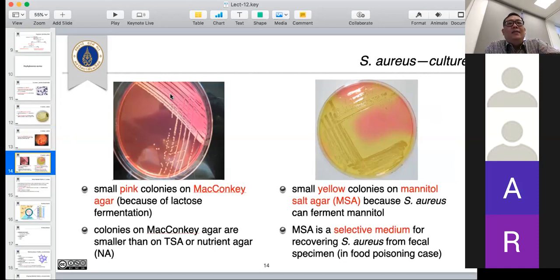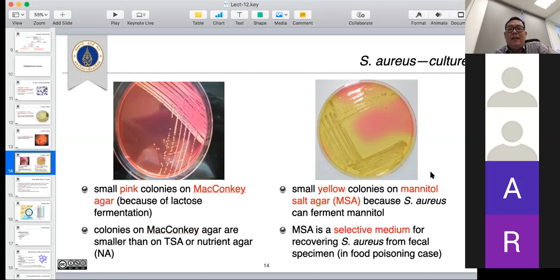McConkey agar contains some substance that inhibit gram-positive bacteria. So most of gram-positive bacteria cannot grow, okay? Because they have crystal violet inside McConkey agar. The crystal violet inhibits cell wall synthesis. That makes gram-positive bacteria cannot survive, okay? But Staphylococcus aureus tolerate those things and show up the pink colony on McConkey.